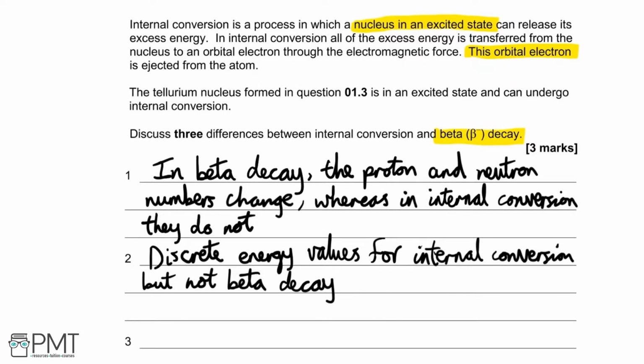Now, for a third mark, we could also talk about what else is released in beta decay that wouldn't be released in internal conversion. So let's first of all write down the equation for this beta decay, or at least the general equation.